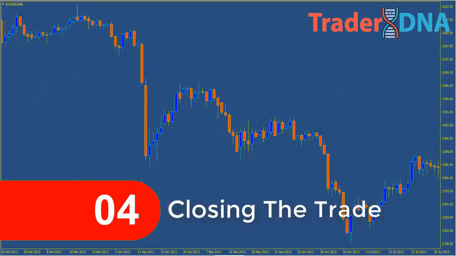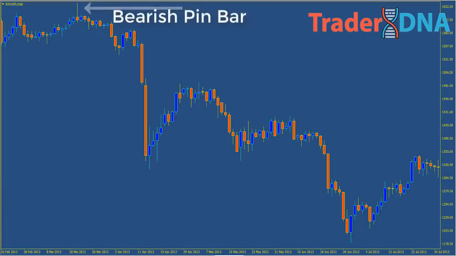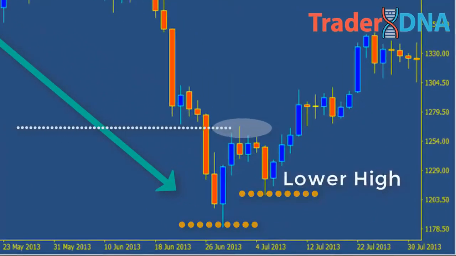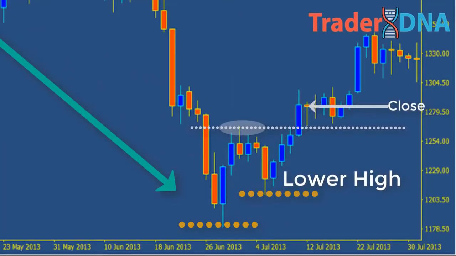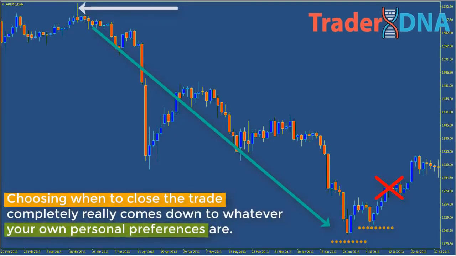Step 4. Closing the trade. Exit trade could be done whenever the market makes a new high or low, if you've placed a sell trade based upon seeing a bearish pin bar form at resistance, or after the market makes a new low or high, if you've decided to place a trade after seeing a bullish pin bar form at support. Choosing when to close the trade completely really comes down to whatever your own personal preferences are. I always try to hold my trades open for as long as possible, but I know that a large number of traders like to set targets to close their trades at predetermined points, so really it's up to you to decide when to close your pin bar trades.